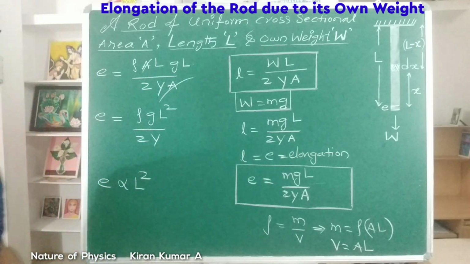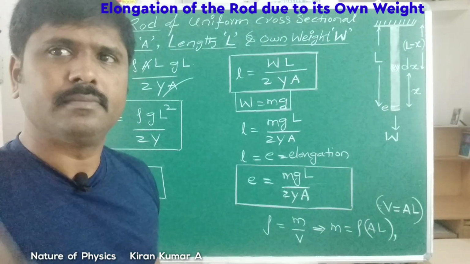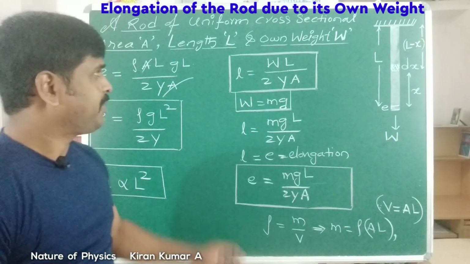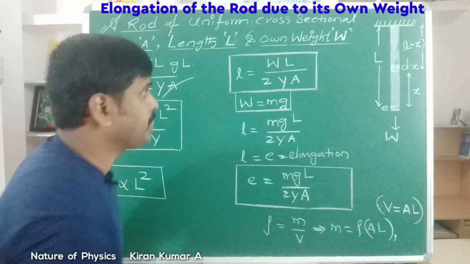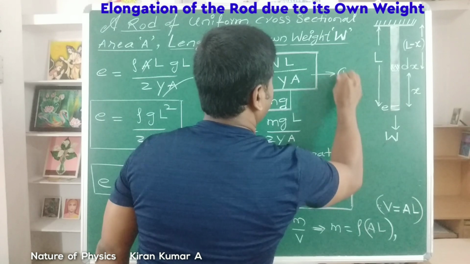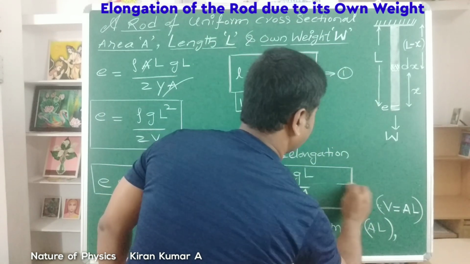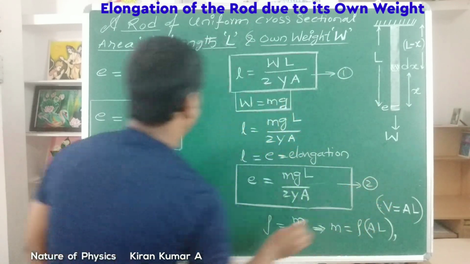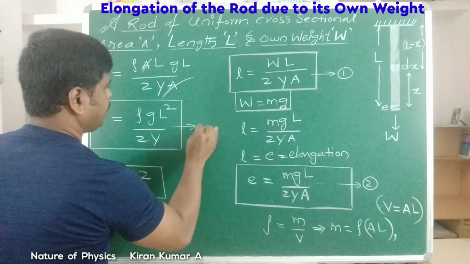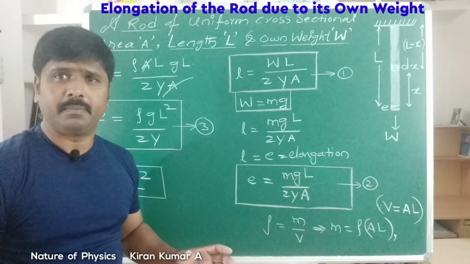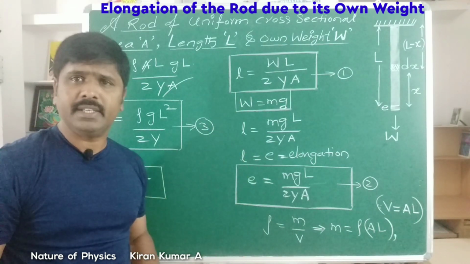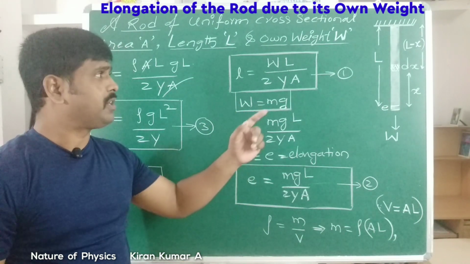Just a second. So we got different forms of elongation equations. This is the first equation, this is the second equation, and this is the third equation for the elongation, where L is taken as E here for the elongation of the rod.